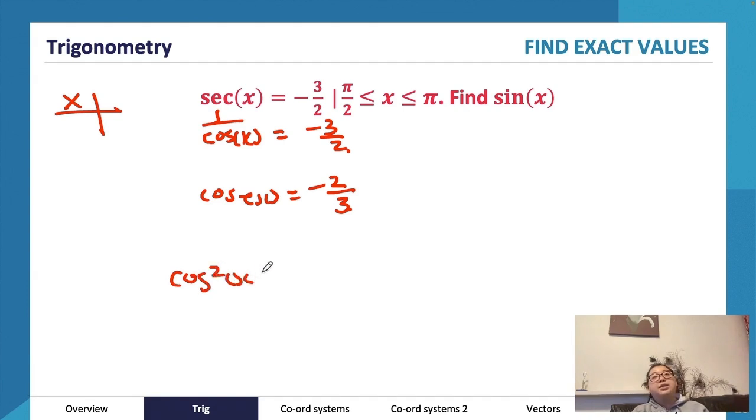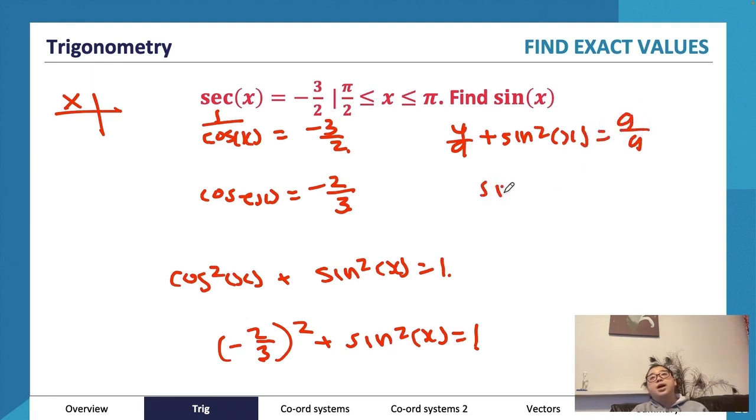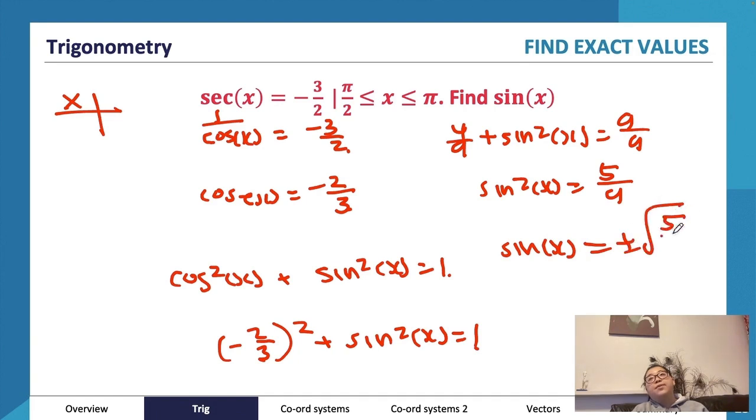So cos squared x plus sine squared x is equivalent to 1. So if we plug that in, negative 2/3 squared plus sine squared x will equal 1. So you'll get that this is going to be 4 on 9 plus sine squared x will equal 9 on 9. So sine squared x will equal 5 on 9, and sine x will equal plus or minus root 5 on 9.